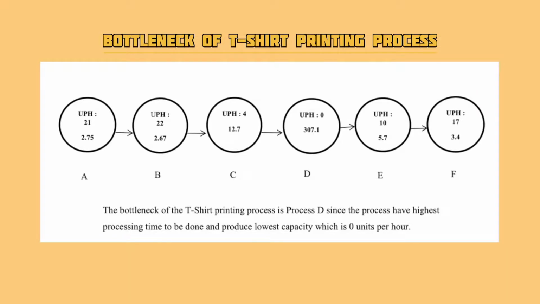The bottleneck of the t-shirt printing process is process D, since the process has the highest processing time to be done and produces the lowest capacity, which is 0 units per hour.